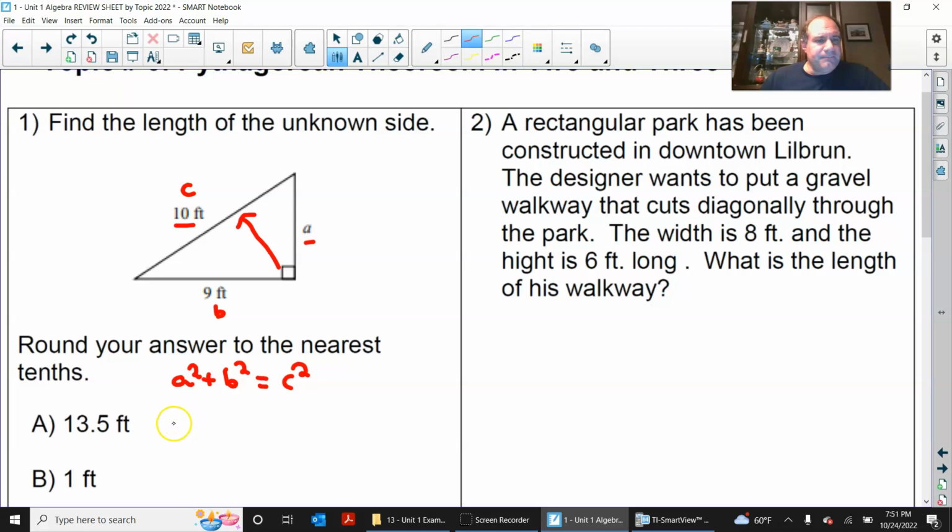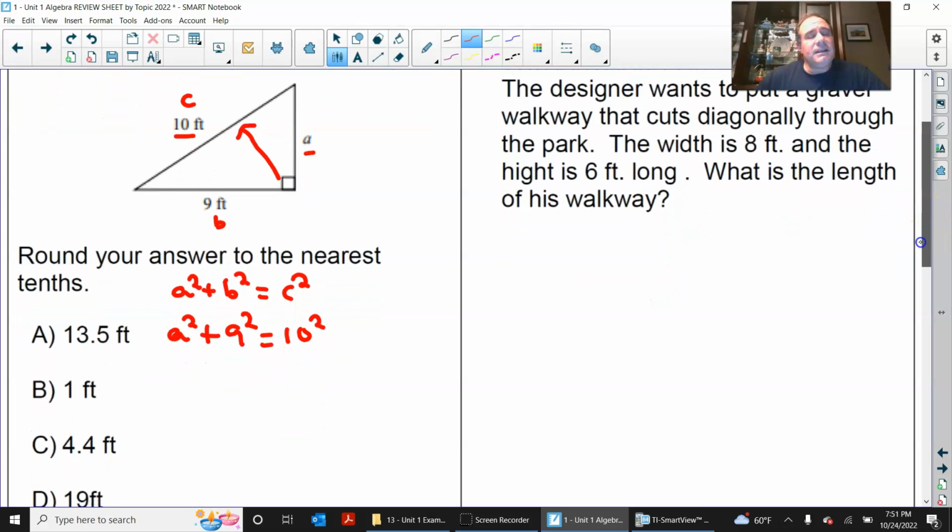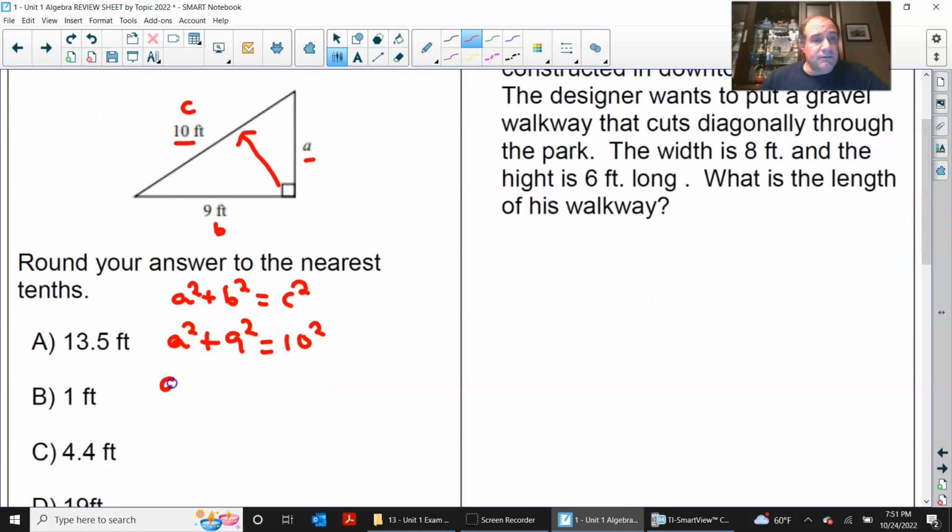My A is going to stay A. My B is going to be 9 squared, and my C is definitely going to be 10 squared. If you misplace the hypotenuse, the whole question would be incorrect. You have a squared plus 81, since 9 squared is 81, and 10 squared is 100. Minus 81 on both sides. It says round to the nearest tenths.